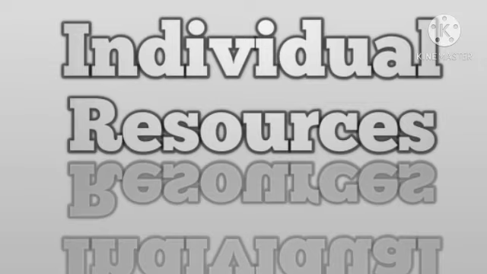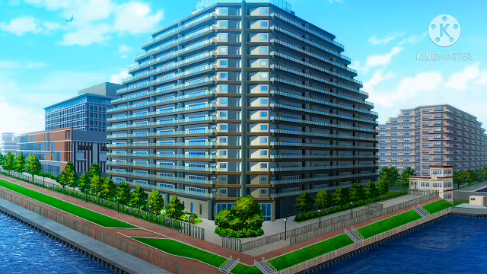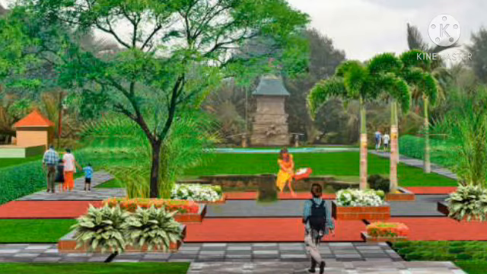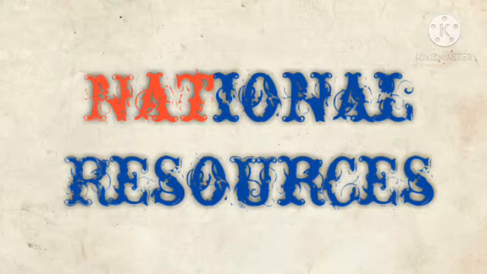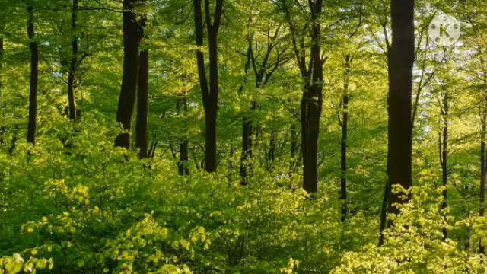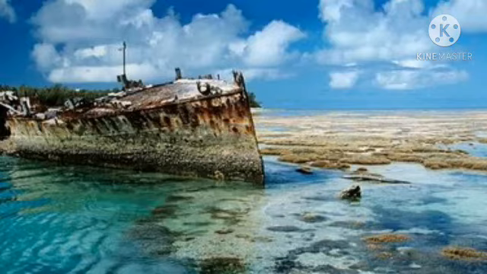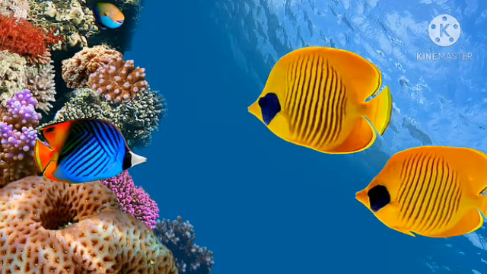Individual resources are owned by individuals privately, such as an apartment. Community owned resources are utilized by all people. Examples: public parks. National resources are found within the nation. Example: forest. International resources are found in the ocean and utilized internationally, like ambergris.